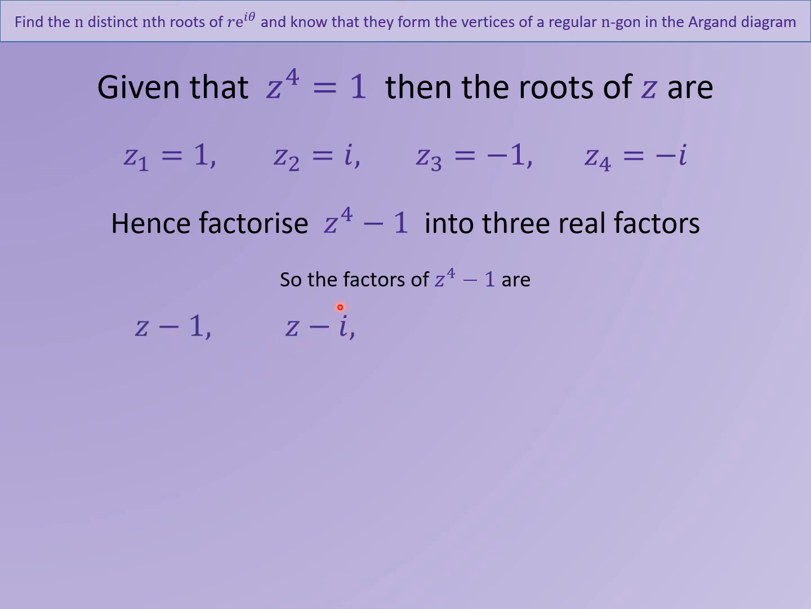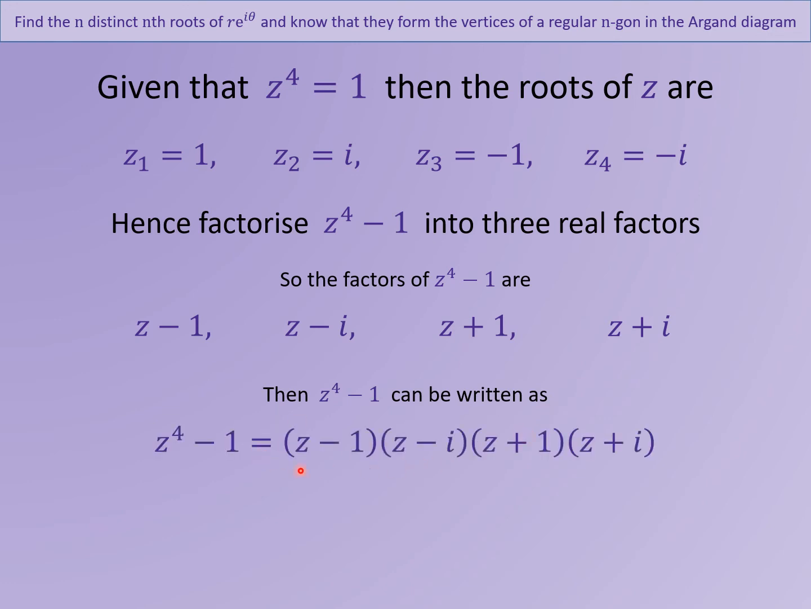Okay, z minus i, z plus 1, z plus i. Now these two are already real factors. Yes, a z number is a complex number, but these two are the real factors. These two are non-real factors because they've got the minus i and the plus i in there. But I can write them in terms of those bits just there.